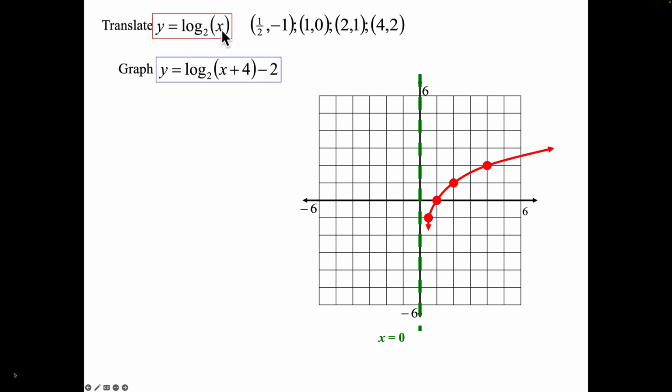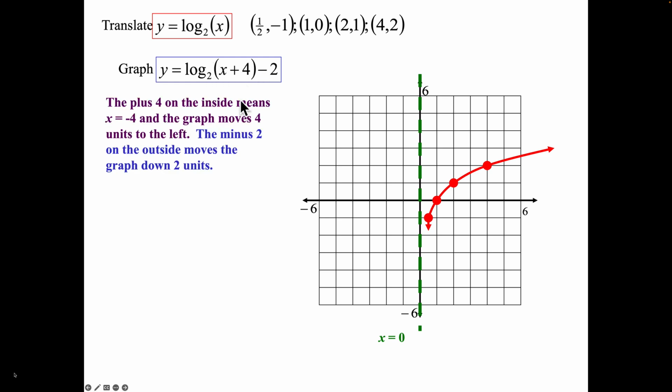Log base 2 of x, all right, 1 over b, comma negative 1, 1, 0, the base, comma 1, then the base squared, comma 2, so now we have 4 starting points. So if I want to have log base 2 of x plus 4 minus 2, inside the parentheses, solve this for x equals negative 4. We're going to the left 4. Then that means your vertical asymptote must move as well. Minus 2 says the purple points all go down 2. Draw in the curve, and we're good to go.